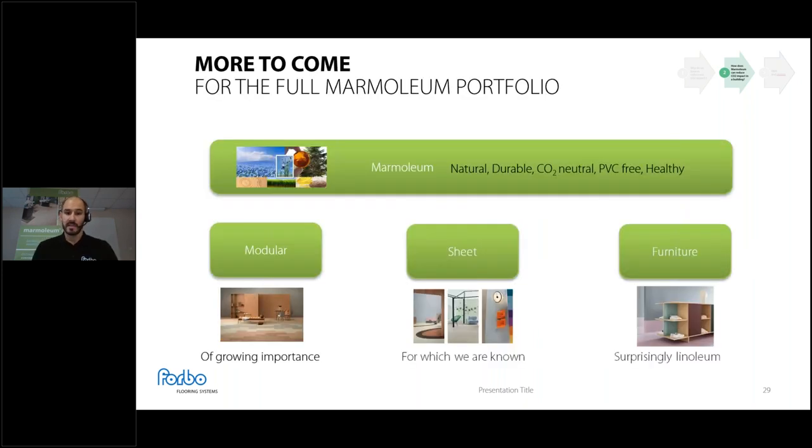So, thanks to that, you can find what you want and what you need for your building in terms of our floor covering, thanks to Marmoleum, because it's natural, durable, CO2 neutral, for the sheet product in a 2.5 millimeter Marmoleum. And for the rest, it's quite neutral because it's very, very low if you compare with other products, and healthy.